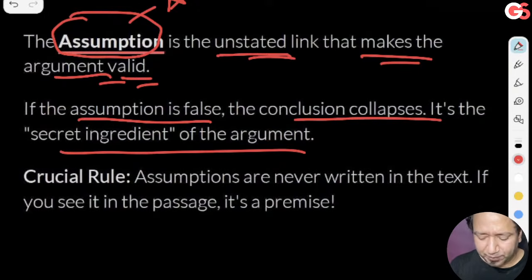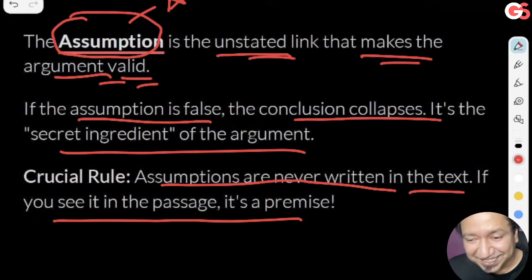I'll tell you how. I'll give an example also. Assumptions are never written in the text. If you see it in the passage, it's a premise.